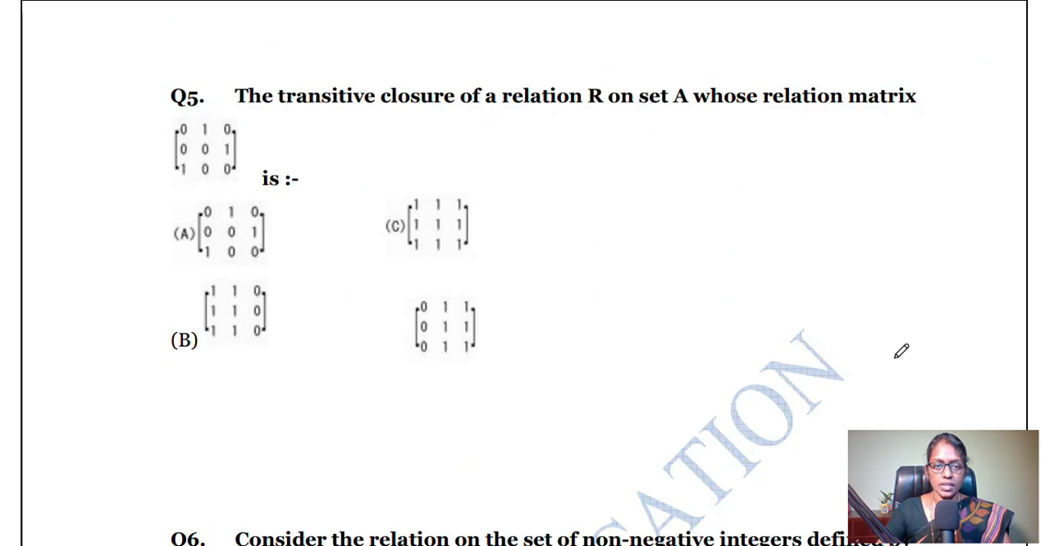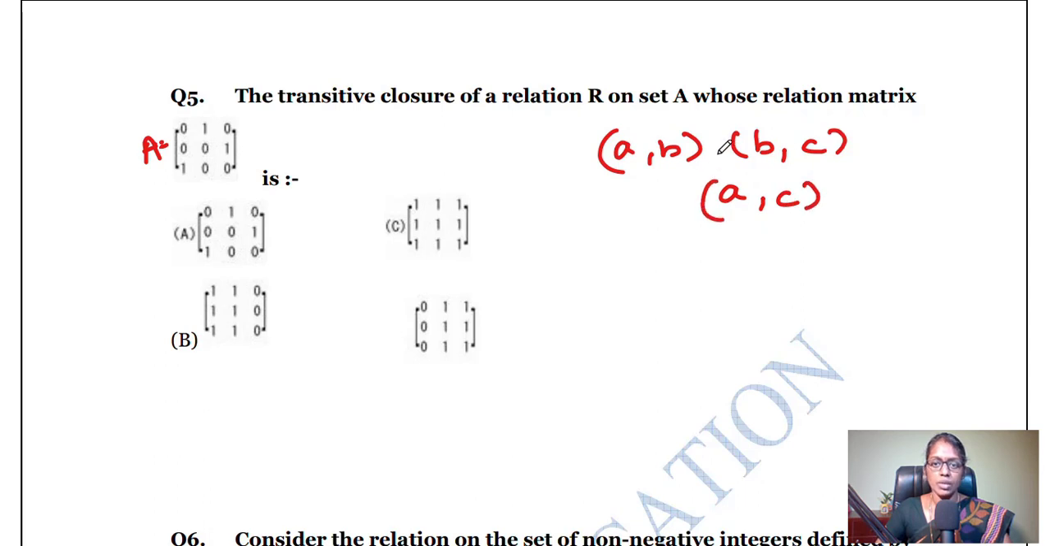Yes, the next question is the transitive closure of a relation R on set A whose relation matrix is given. Consider this set A. Which will be equal to the transitive closure? First of all, we have to find out what transitive closure is. If (A, B) is there and (B, C) is there, then (A, C) must be present. This is called transitive closure.